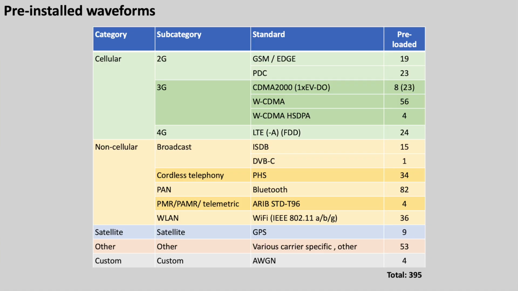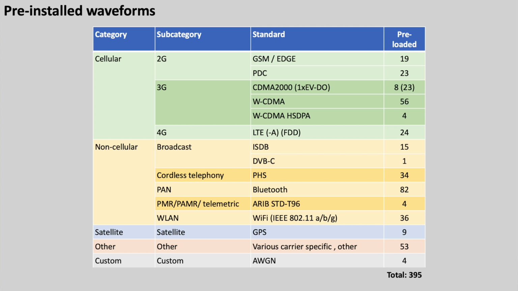And while I'm looking at one specific signal now, there are actually a lot of different pre-installed signals available on this device as you buy it. There's an amazing array of close to 400 pre-installed waveforms. And in this sheet, you see an overview of that. We've got a number of different cellular standards, 2G, 3G, 4G. We've got non-cellular standards. We've got a number of TV standards, ISDB used in Japan, I believe, and DVB-C used in Europe.